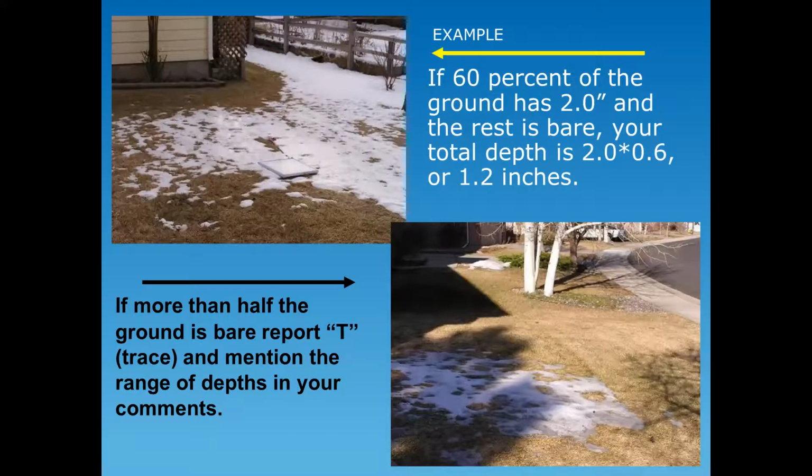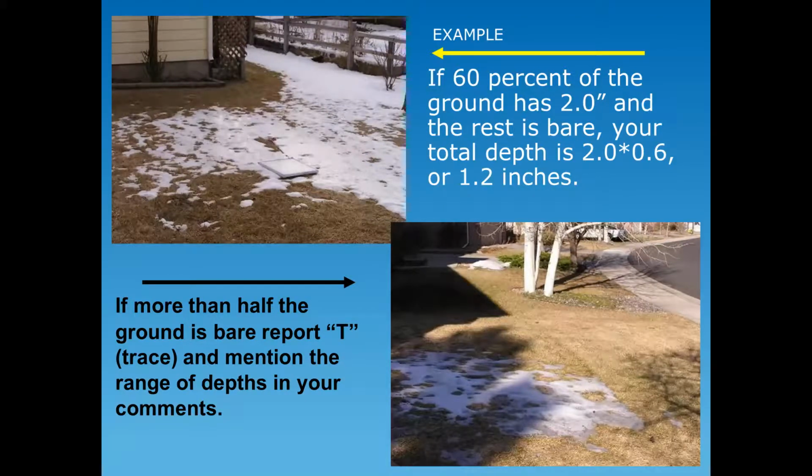If more than half the ground is bare, it gets really easy. You just report a T or trace of new snow, and you can mention the range of depths in your comments. You report a trace of snow until the snow is gone, unless you're looking at some artificial pile that was plowed at the end of your driveway and it's still going there, well into May or something. Any naturally deposited snow visible would be counted as a trace.